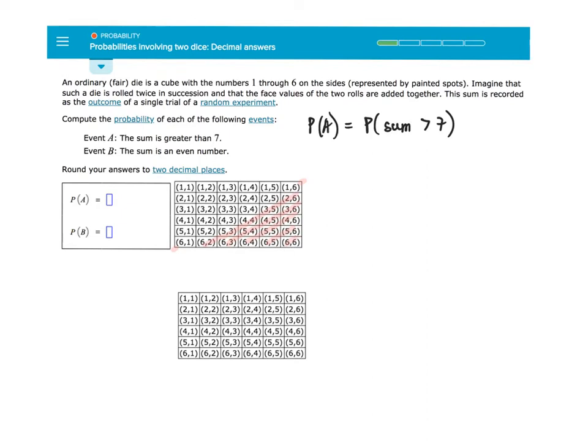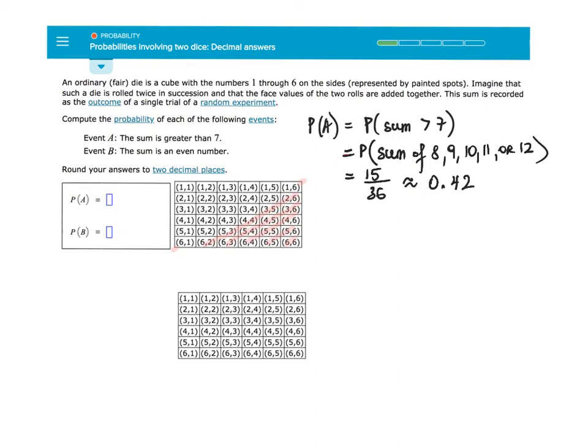I would like to expand this and say that the probability we're looking for in this case is the probability of the sum of 8, 9, 10, 11, or 12. Those are the things we're going to include, and as we already counted them, there are 15 out of 36 outcomes that meet this requirement, which, rounded to 2 decimal places, is 42/100th.